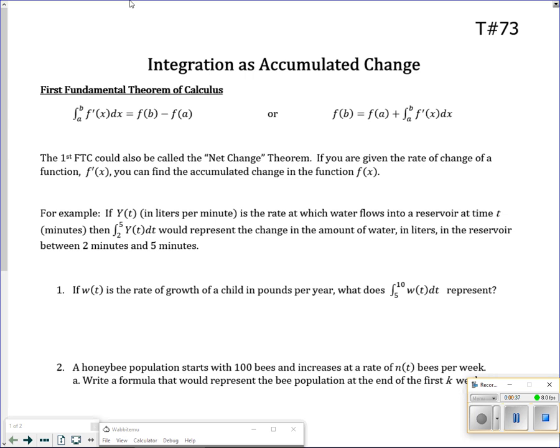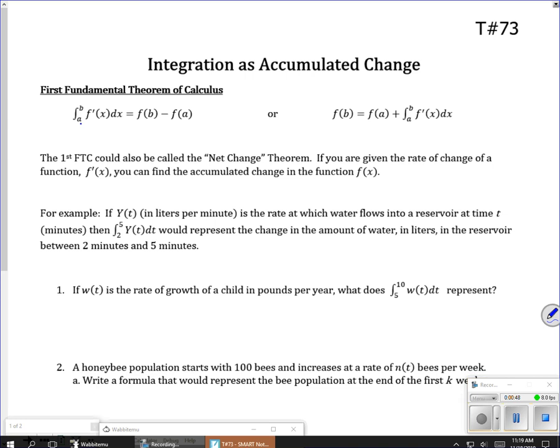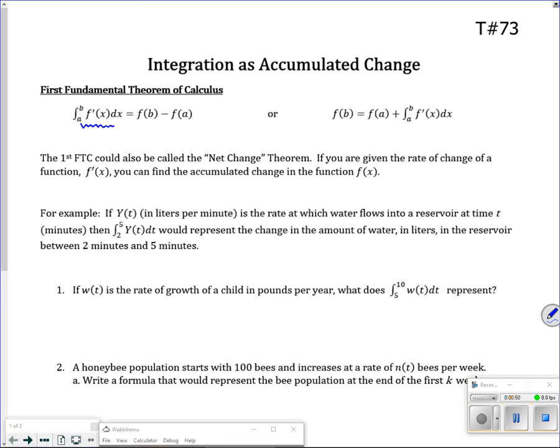So remember what we talked about yesterday, and I'm writing it that second way we did, just so I don't have to write the big F and all that kind of stuff. If you have some function here, now it doesn't have to be labeled as the derivative, but saying that it is the derivative of somebody, you take the antiderivative and evaluate it at b, the upper bound, minus the antiderivative evaluated at the lower bound. So we talked about this yesterday.